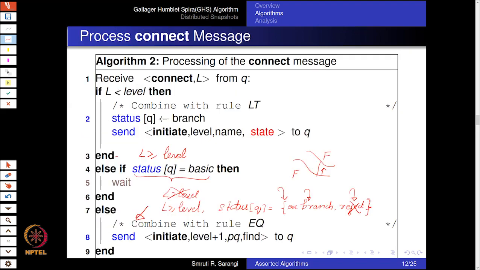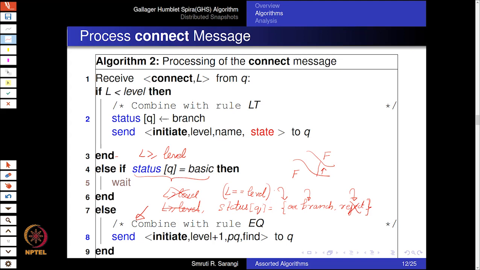So in this case, if L is greater than level, then no prior communication would have been initiated, in the sense an accept message would not have been sent. This means that this branch would not have been chosen, and definitely a connect message would not have been sent along this branch. So even L greater than level will not happen. The only choice we are left with is that the status is a branch, and furthermore L is equal to level. Nothing else is possible.